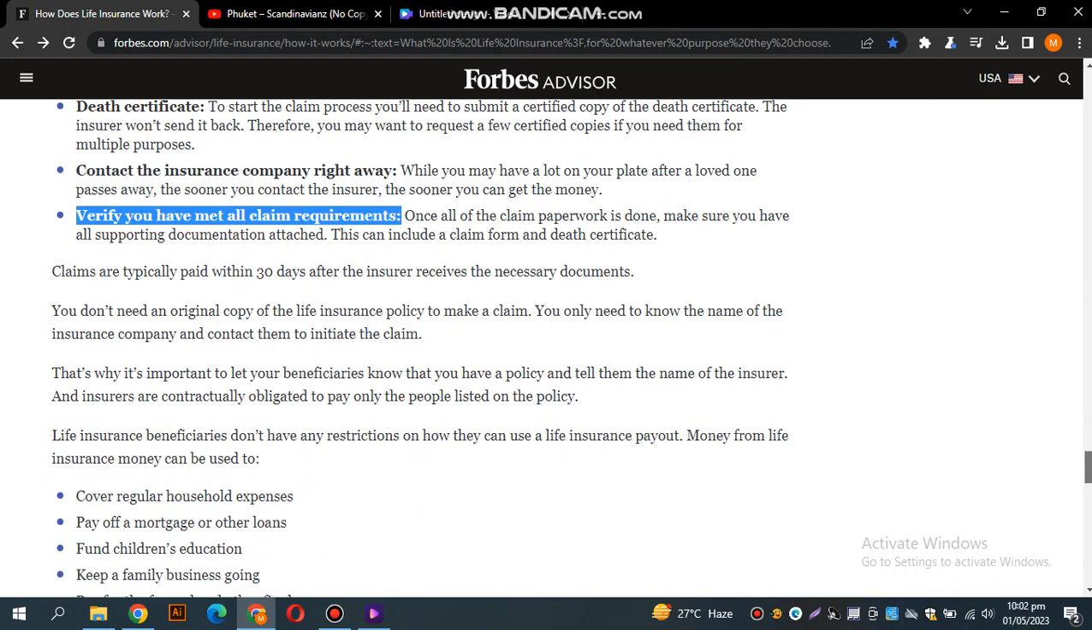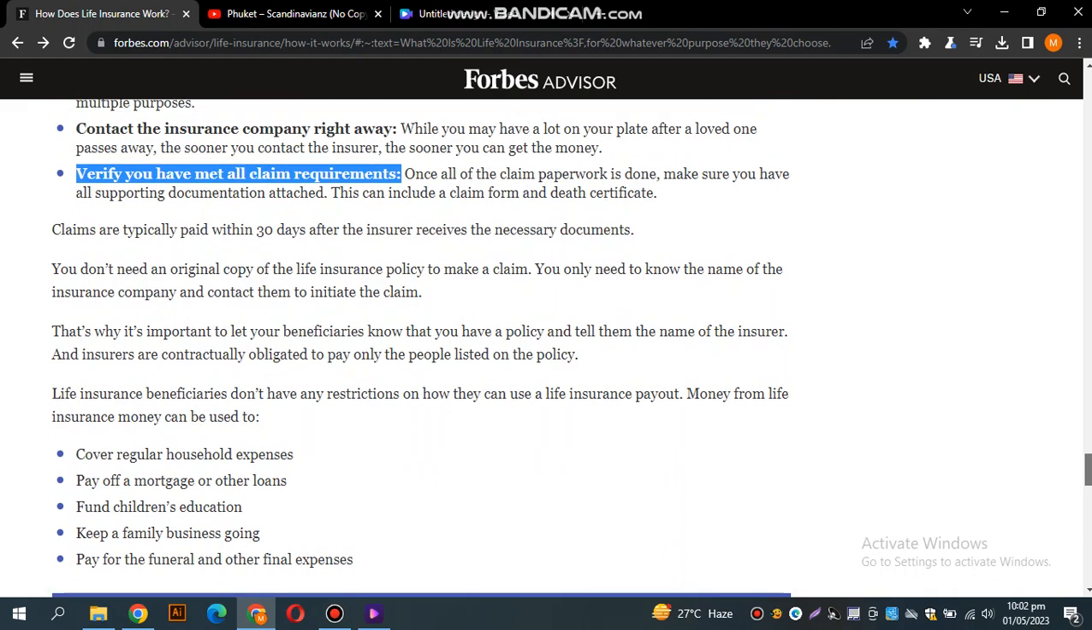That's why it's important to let your beneficiaries know that you have a policy and tell them the name of the insurer. And insurers are contractually obligated to pay only the people listed on the policy. Life insurance beneficiaries don't have any restrictions on how they can use a life insurance payout. Money from life insurance can be used to cover regular household expenses, pay off a mortgage or other loans, fund children's education, keep a family business going, pay for the funeral and other final expenses.